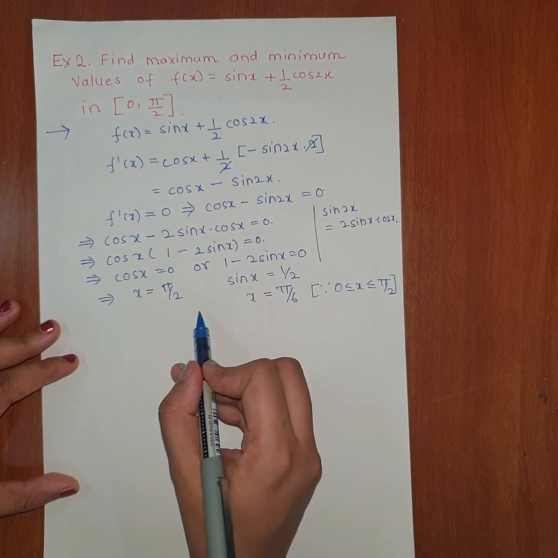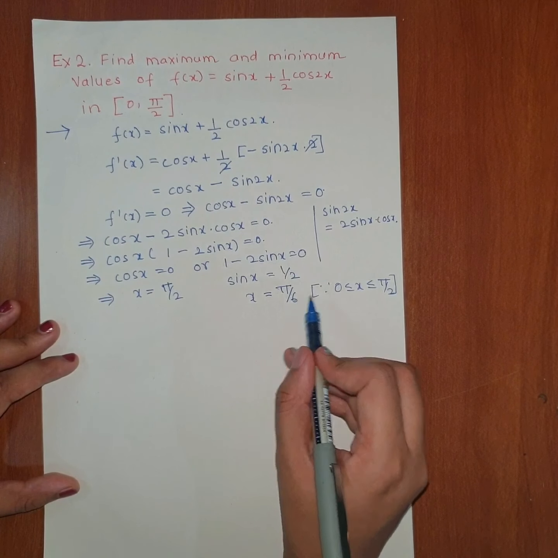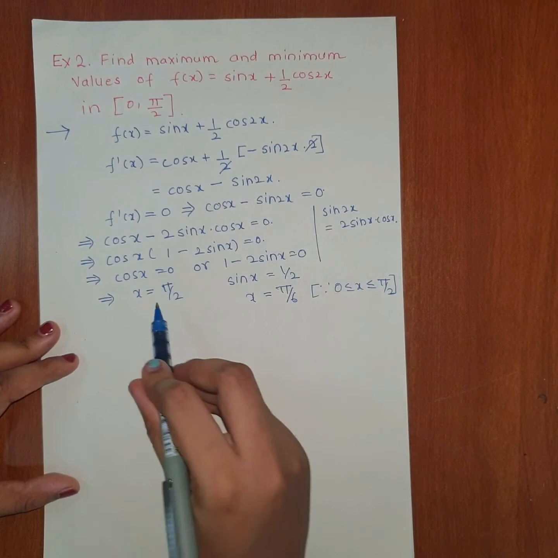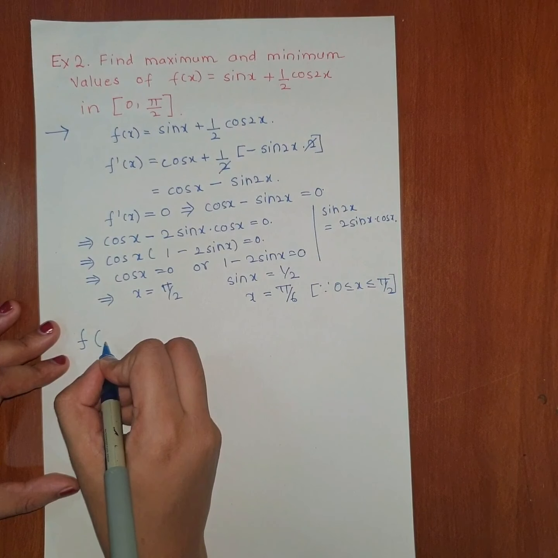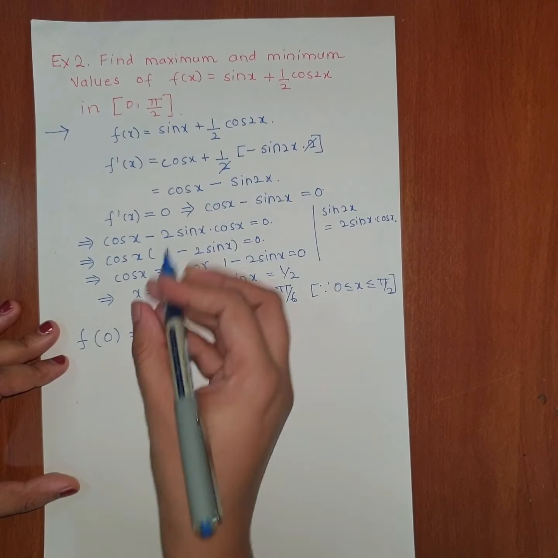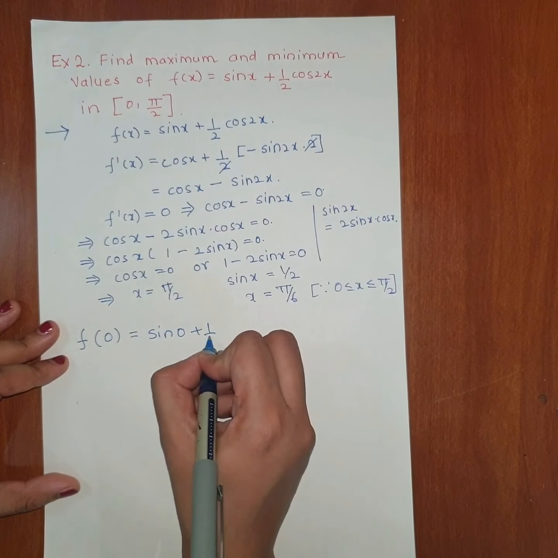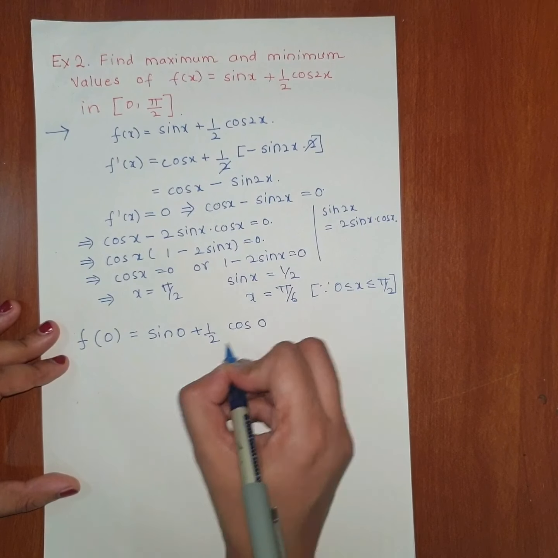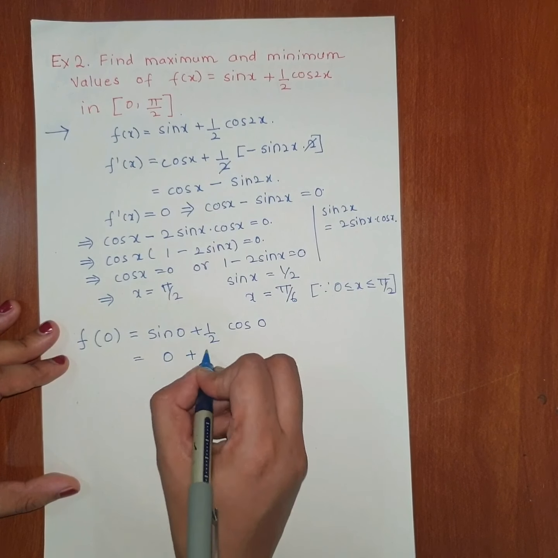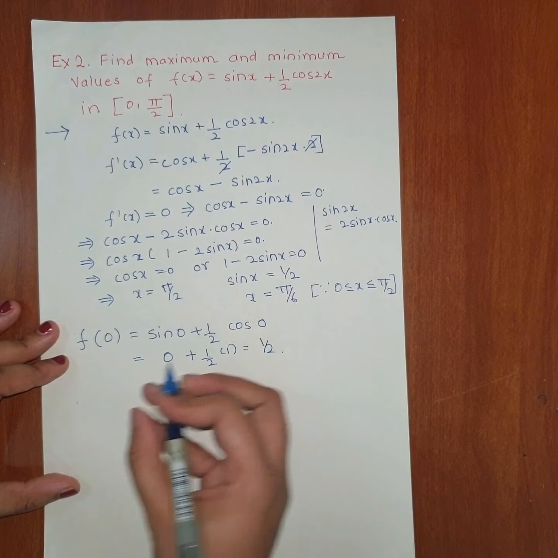Now we have to check the value of function at x equal to pi by 2, pi by 6, 0, and here pi by 2 is repeated. So we check the value of function at x equal to 0. So put x equal to 0 in this equation, we get sin 0 plus 1 by 2 cos 0, which is equal to sin 0 is 0 plus 1 by 2 cos 0 is 1. So we get the value 1 by 2.